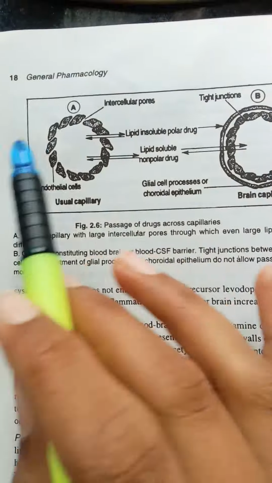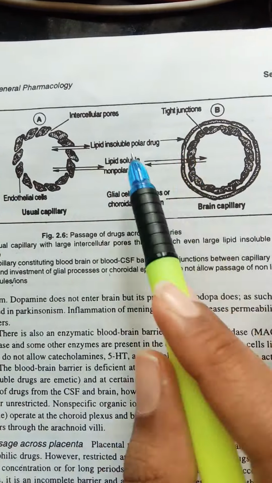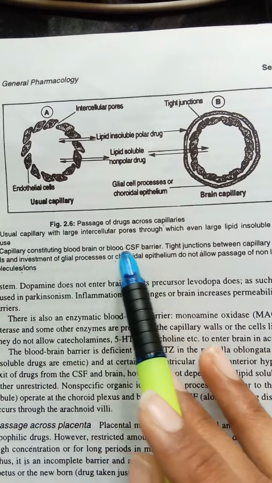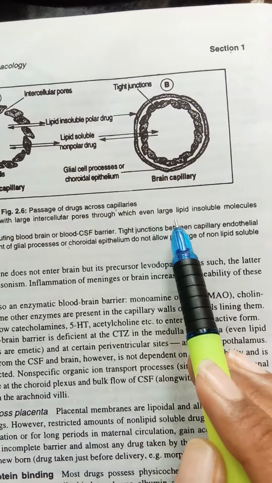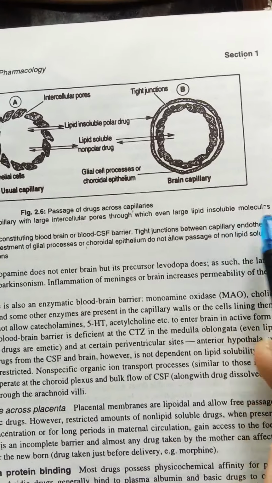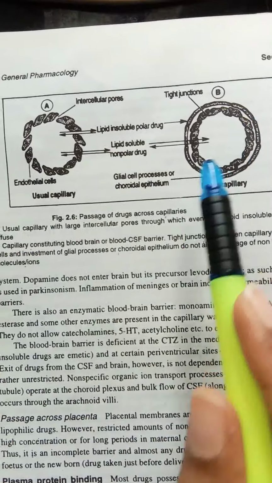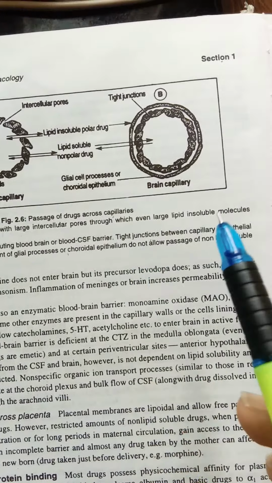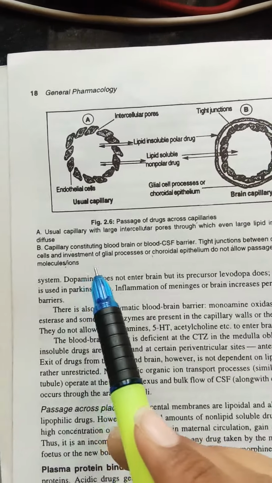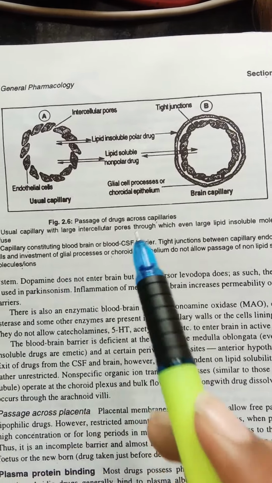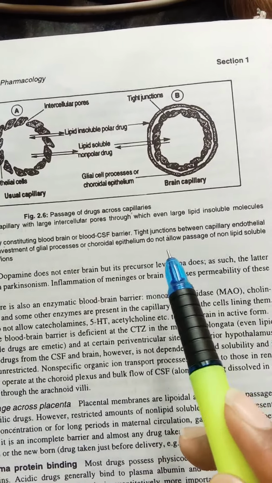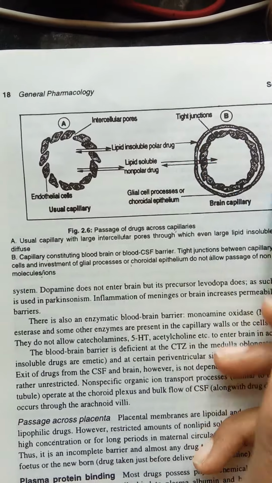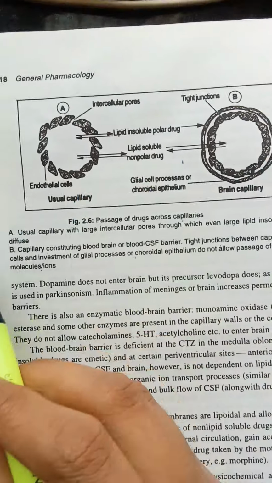Now let us check this diagram, the passage of drug across the capillaries, and how it takes place. A is the usual capillary with large intercellular pores, through which even large lipid insoluble molecules can diffuse. And B is the type of capillary constituting the blood-brain and CSF barrier. Tight junctions are present between capillary endothelial cells, and the investment of glial processes or choroidal epithelium does not allow the passage of non-lipid molecules, in the case of the blood-brain barrier and around the CSF.